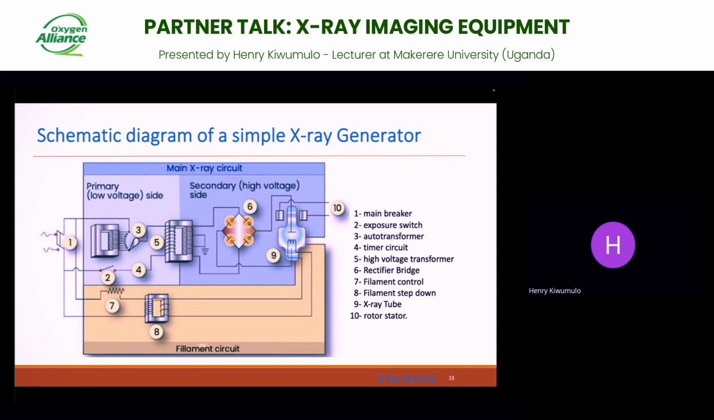But of course, this can always be expounded because there are so many electronic parts that can come in, but of course, this is just a simple schematic or the basic for an X-ray generator.